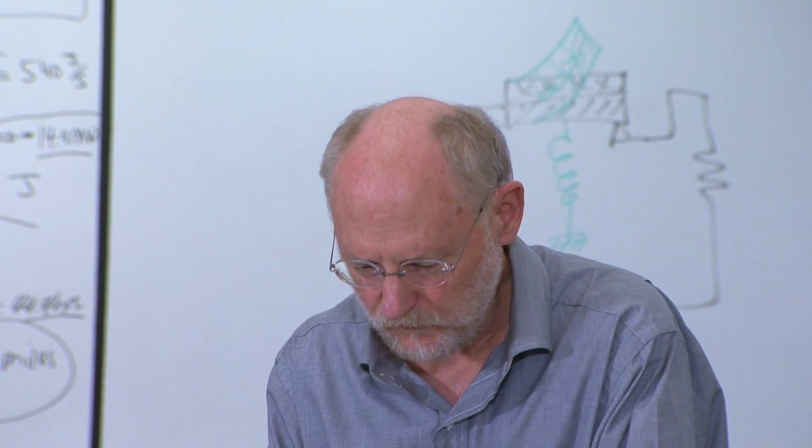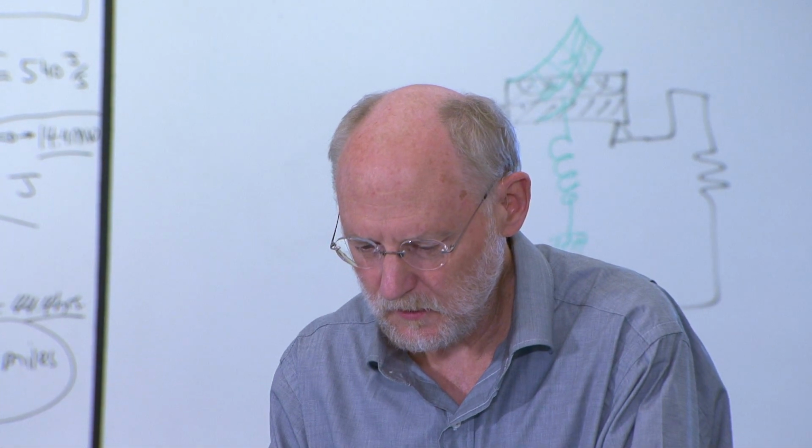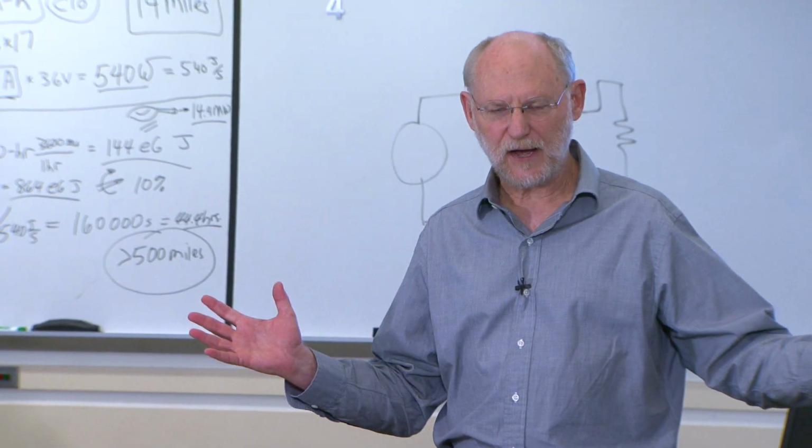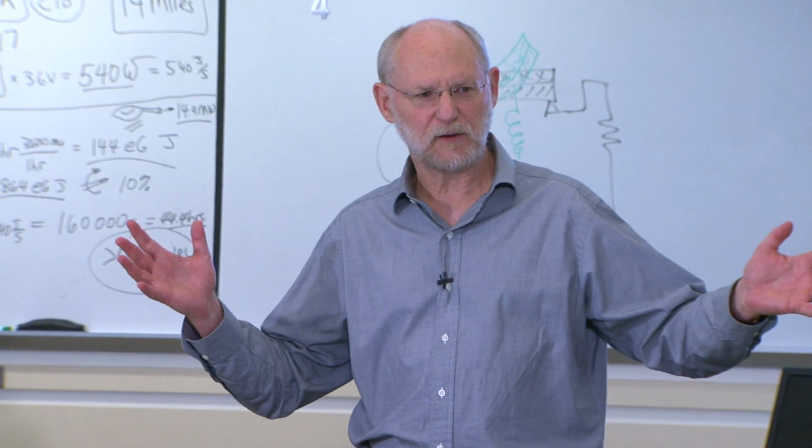Now, how about this b coefficient? So I have a question for you here. What will happen if I increase that b, the coefficient of x squared, in that formula? Will the parabola get thinner, or will it move without changing its shape, or will it get fatter? I mean, increasing b, will it make the parabola fatter?